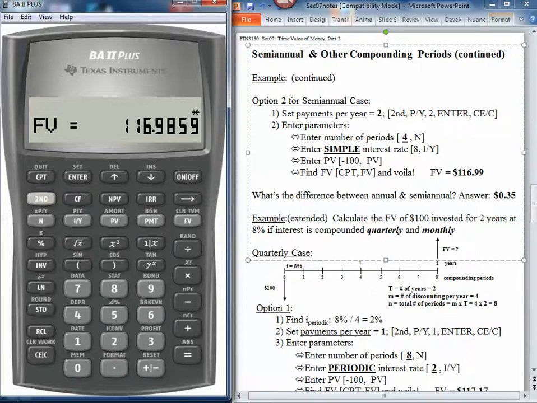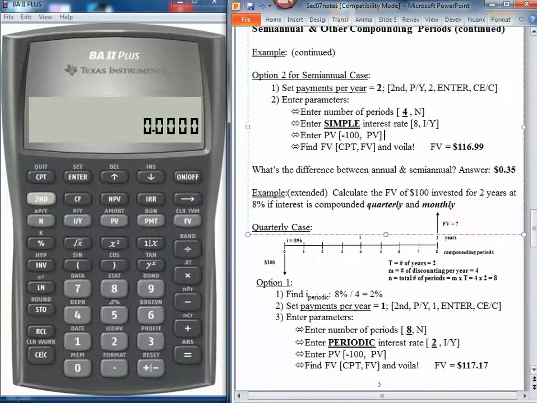Now, word of warning. You must be very careful when you use the p/y function in the BA2 Plus calculator, because even if you were to clear everything, clear time value of money, clear work, do everything else, the p/y function will still be left at whatever you set it the previous time. So you must be very careful that you go in each time and reset it back to 1 in order to continue on with the next problem.